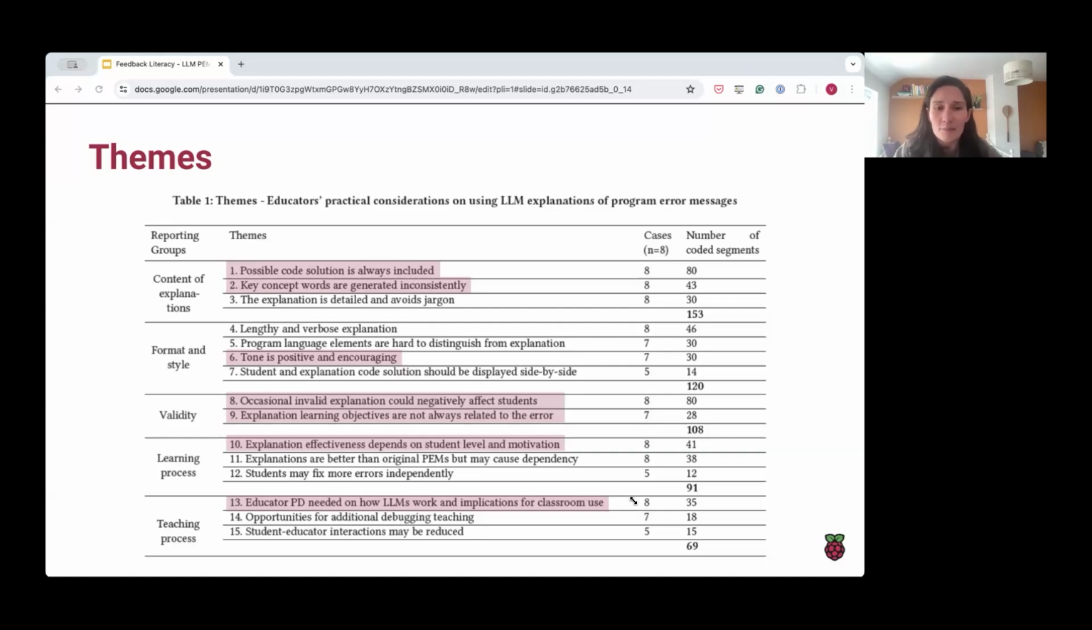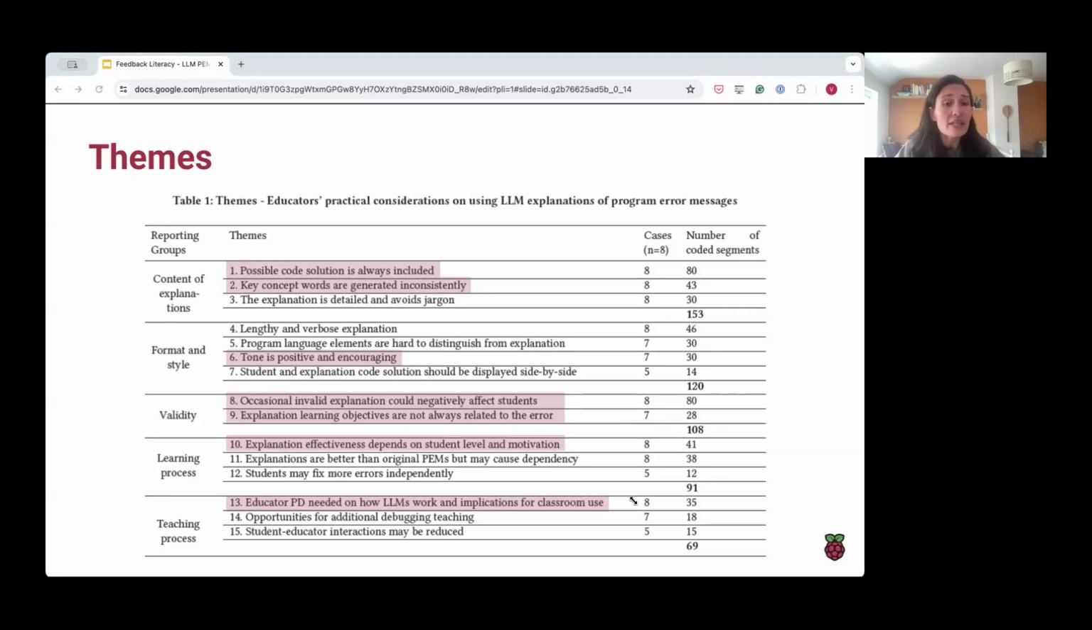And another type of invalid explanations contained correct information, but didn't actually address the learning objective related to the error. So it was a valid solution suggestion. For example, the explanation would suggest initializing a variable before use when the error was a bad input type error. So it's a valid suggestion, but it wouldn't have addressed the issue.